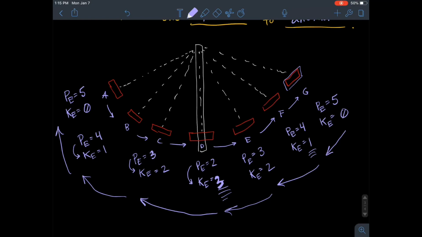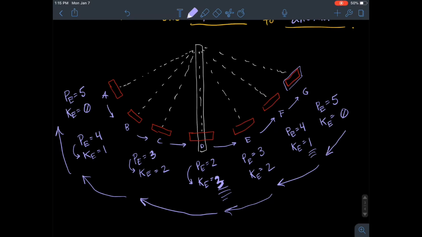And now this is why a swing will go back and forth over and over again, because of the conservation of energy: energy is not created or destroyed. It gets transferred from one form to another as that swing gets higher and higher off the ground, and then as it returns to its starting position.